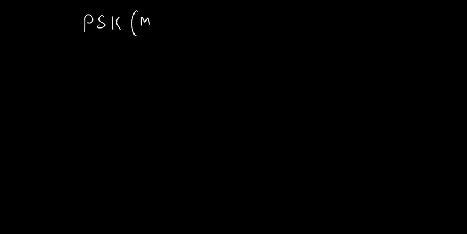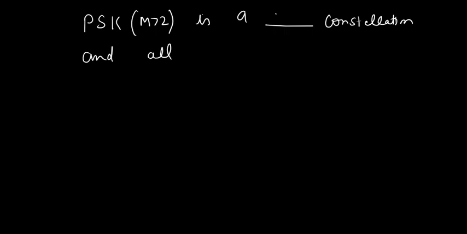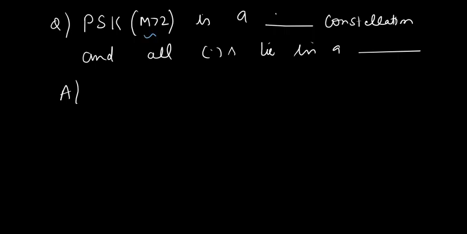PSK is a constellation and all points lie in a... tell me, please quickly. Phase shift keying is a, yes, M greater than 2, is a 2D constellation and all points lie in a circle. Very good. Is everything clear now or not?